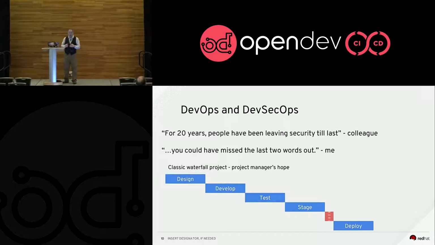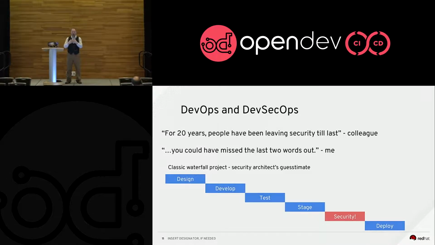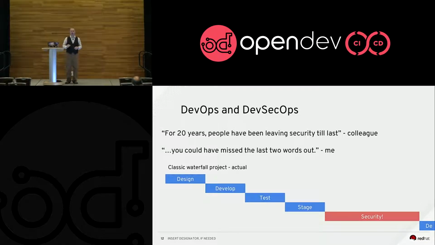What do we do? This is what the project manager hopes can happen, right? We'll put it in just before we deploy. It'll only take a fraction of the time of all the other bits and pieces. And then the security architect is asked to come up with a guess, and his or her guesstimate is it's going to be, seriously, at least as long as any of the others. And this is what actually happens.